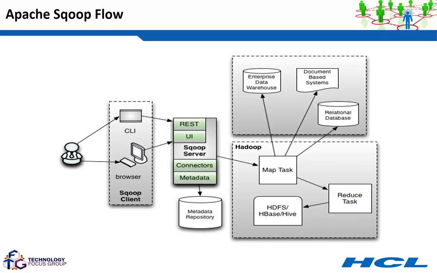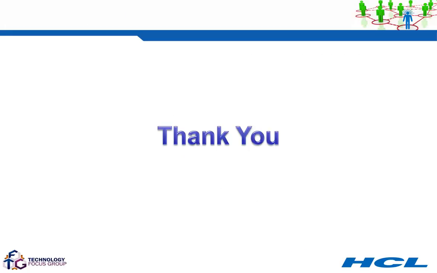Okay, so this is how the flow works. We have the Scoop client where we can use CLIs or browsers. The Scoop server is there. Built-in connectors are available for different RDBMSs. So when this is launched, it will create MapReduce jobs. For example, in map, we are pulling from multiple sources: RDBMS, data warehouse, document systems. Then we are doing reduce tasks where we are putting it back to say HDFS and HBase, etc. And finally here analytics will happen, and again from here we can send it back to our RDBMS, etc.